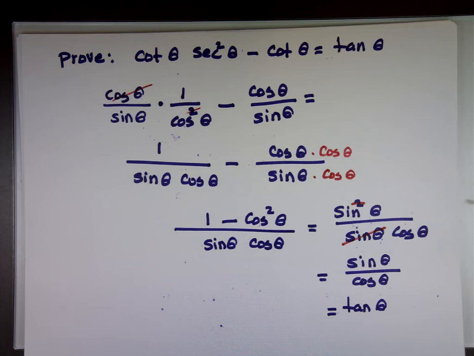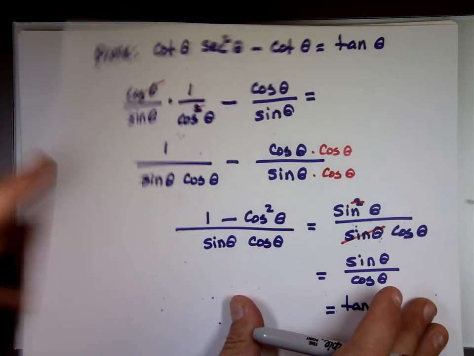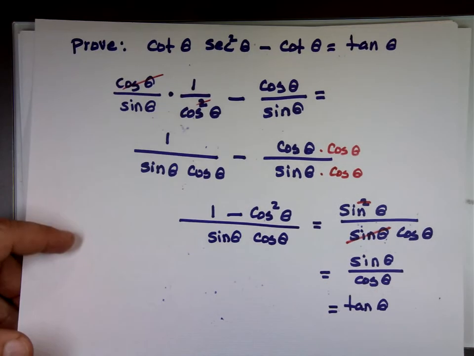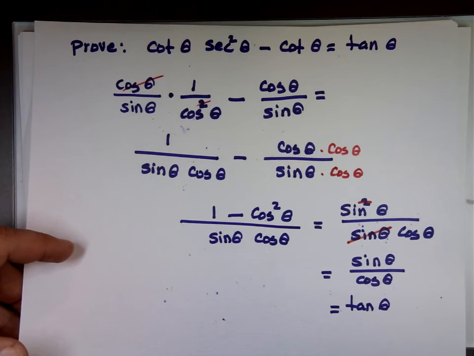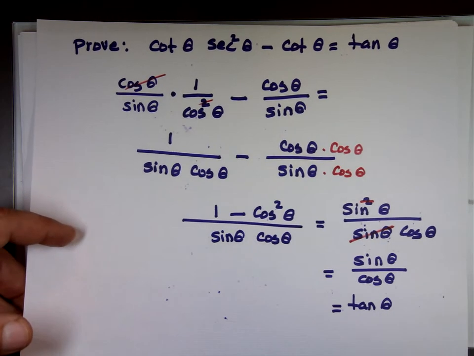So what kind of questions might you see on the homework? I'll do another one, then I'll let you try some. Instead of prove, I might ask you to simplify. So instead of prove, I'm not going to give you the right side. I'm going to say simplify this and tell me what the answer is.